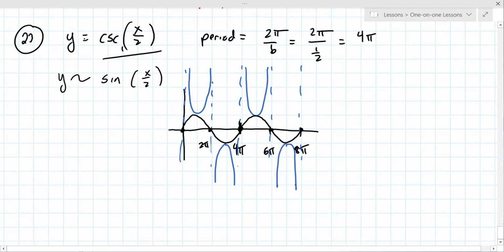And so that is complete. Now, the reason we moved it up one in the previous one is because there was a +1 out here, but we don't have that in this problem. So we just graph it as is.